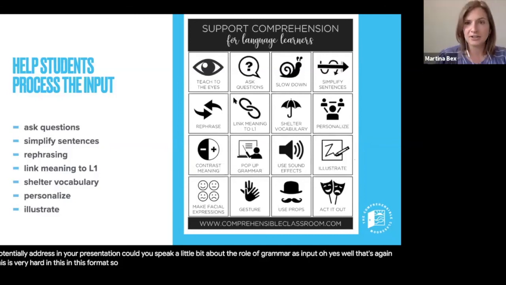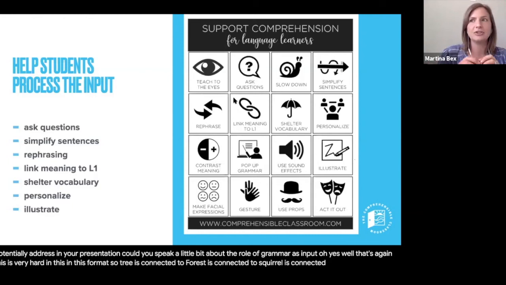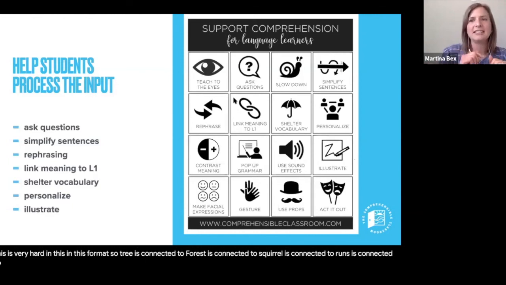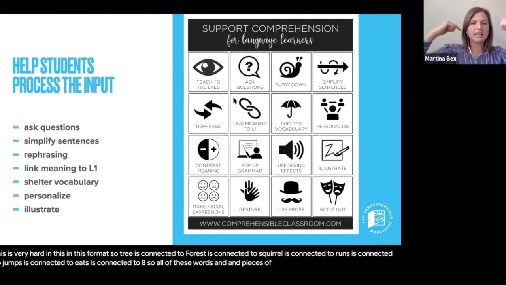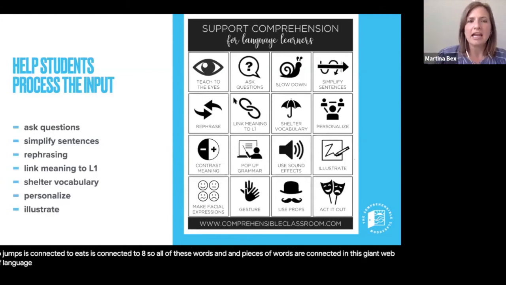But as it turns out, that isn't how language lives in our heads. It lives in our heads as a mental web of language, where words are connected to other words and to other forms. So you could think of it like, in your head, the word tree is connected to forest, is connected to squirrel, is connected to runs, is connected to jumps, is connected to eats, is connected to ate. So all of these words and pieces of words are connected in this giant web of language in your head.